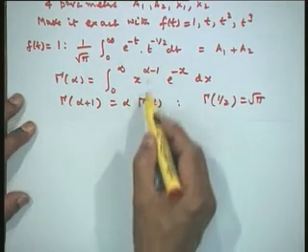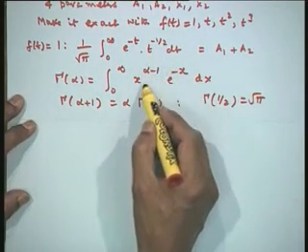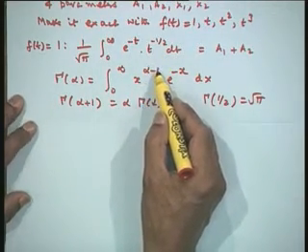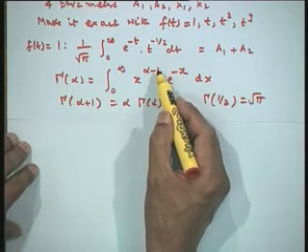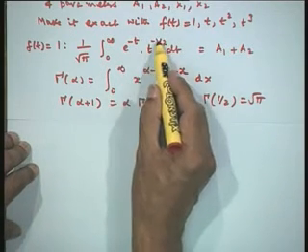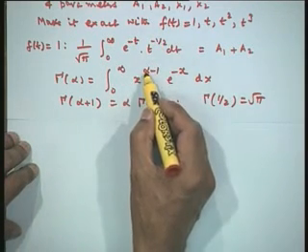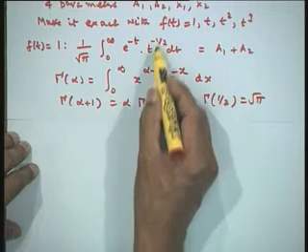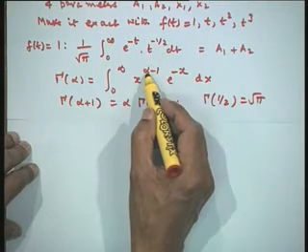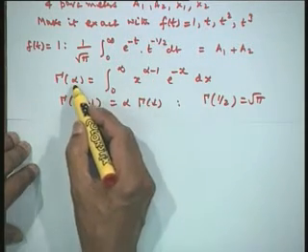Now, if you see this definition, it is x to the power of alpha minus 1. Therefore, I need to have here gamma of minus half. So, if I take alpha equal to half here, then I will get minus half. So, alpha equal to half gives me gamma half.